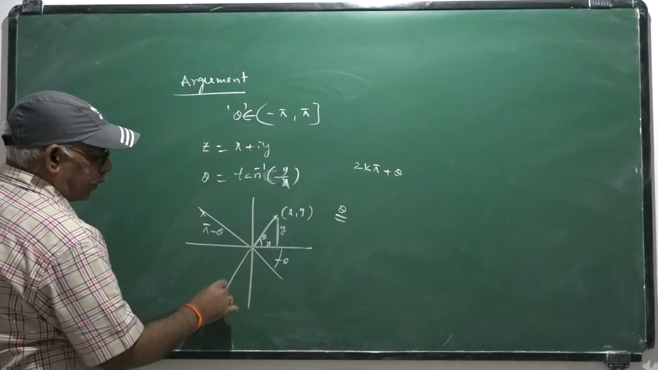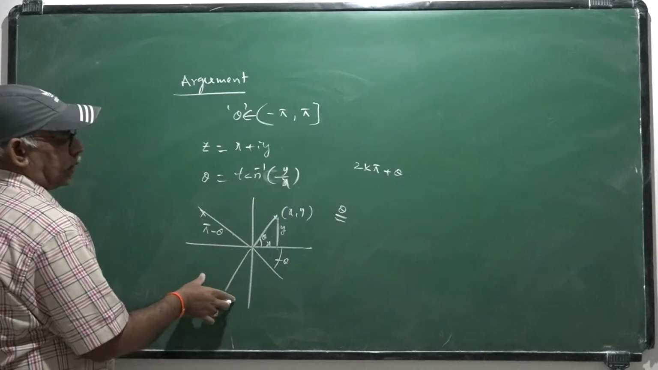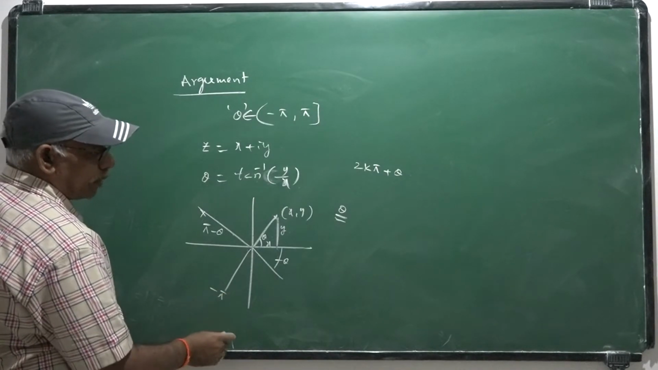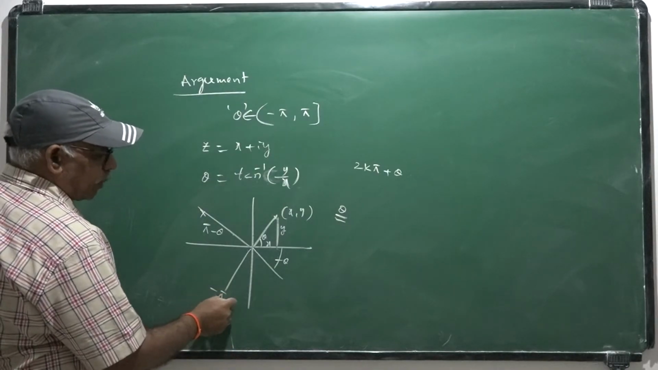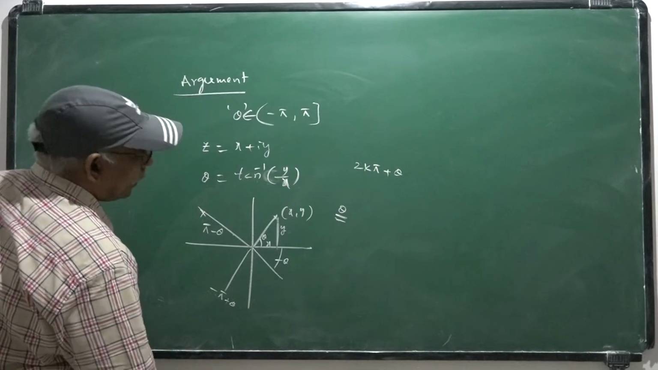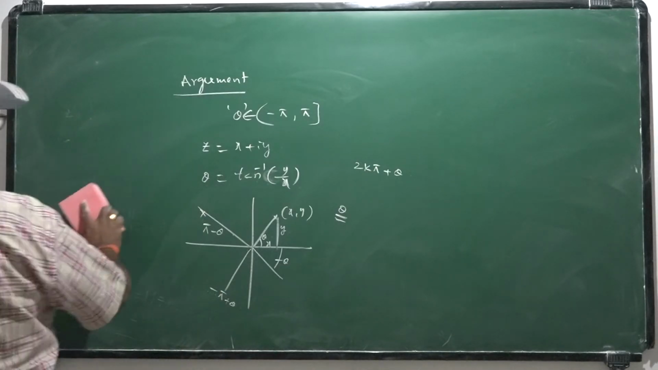If the point lies in the third quadrant, the principal argument may be considered as minus of pi minus theta. That means minus pi plus theta itself. So, based on the complex number, you can consider like this.